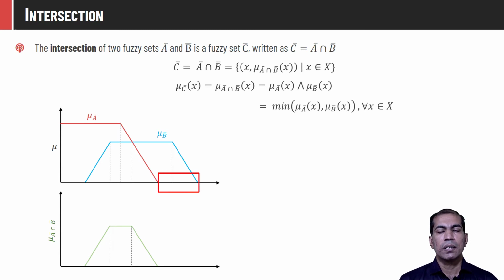In this region, the membership value of elements in set A bar is 0, and that of set B bar is non-zero. So the intersection operation will select the membership value 0 for the rest of the elements. And the bottom diagram shows the final membership function of the set C bar.